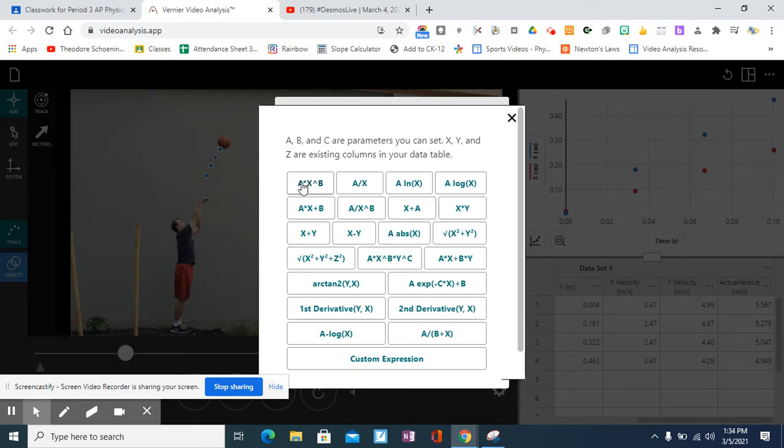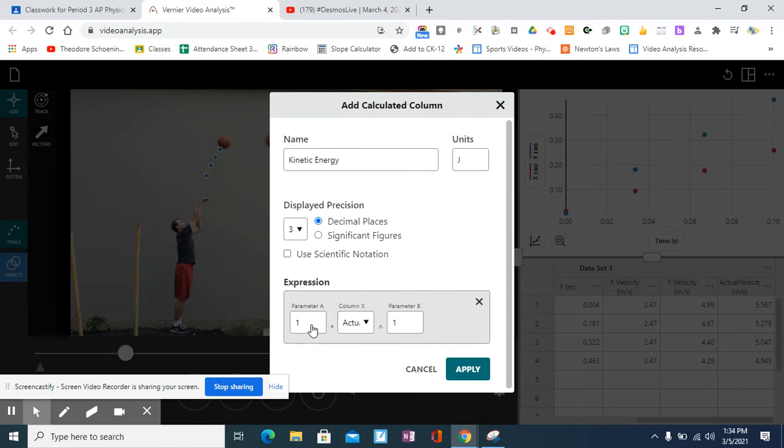A is our constant number. X is going to be our varying number or our varying measurement, which is the name of these columns, and then B is the exponent we want to use. So we said that we're using 1/2 times 1, so my parameter A is going to be marked out as 0.5. I'm going to use my actual velocity because that's the V of the 1/2 V squared, and then the exponent, which was B, is supposed to be squared. So we're going to turn that to a 2.